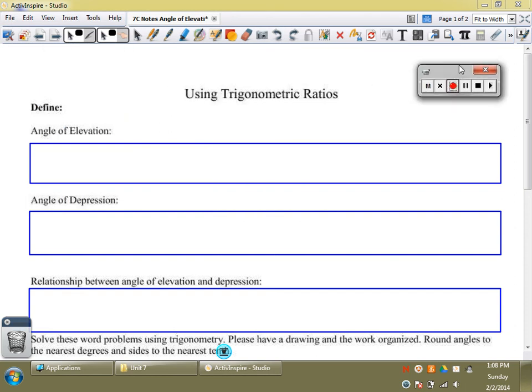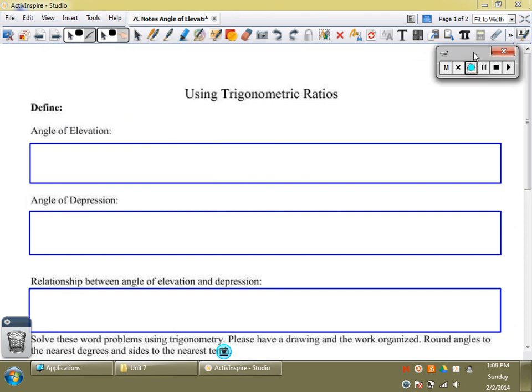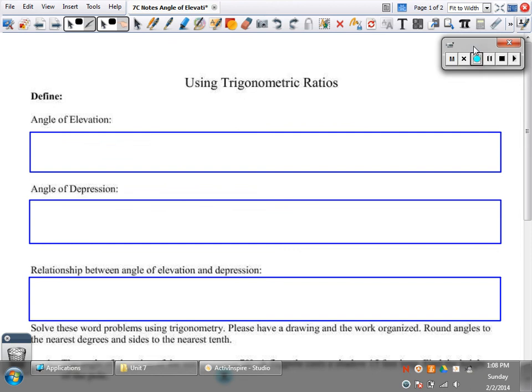Okay, let's take a look at how we can use trigonometry to solve word problems using two concepts or two words, angle of elevation and angle of depression. Now, some of this may seem a little bit complicated at the beginning. It'll get simpler as we use the words and you see them in action. So first, let's get some definitions.